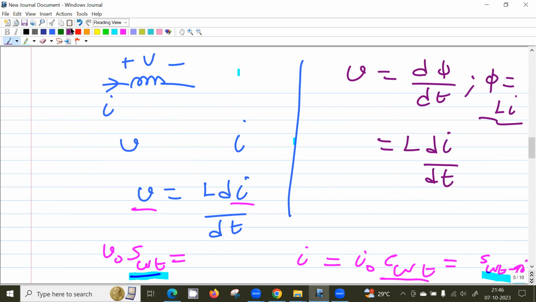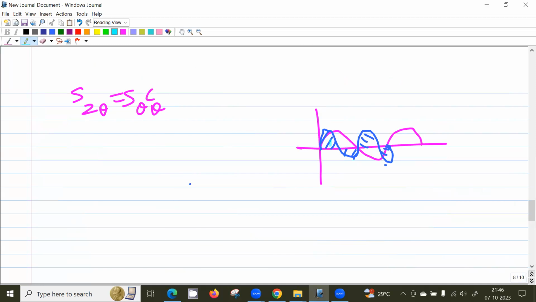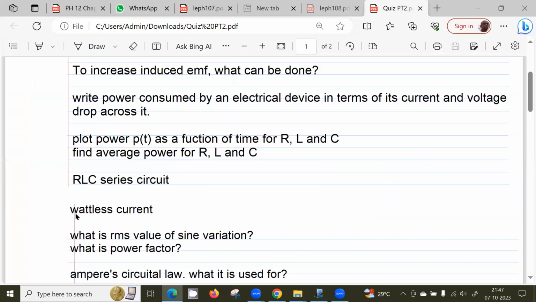Here, in an inductor, the average power is 0, right? Power is the blue curve, which is sine omega t times cos omega t. So the average power in an inductor and capacitor is 0. So the current in an inductor and capacitor is wattless current, because power dissipation due to that current is 0. But for a resistor, the current and voltage are in the same phase, so that will have a dissipation. So that current is called watt current, and the other current is called wattless current. So the current flowing in a pure inductor and pure capacitor is wattless current.